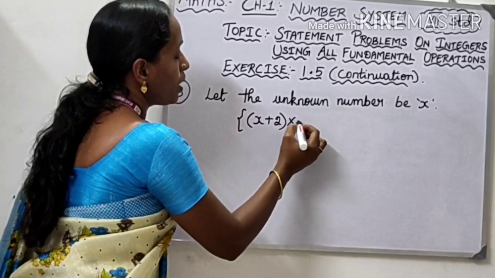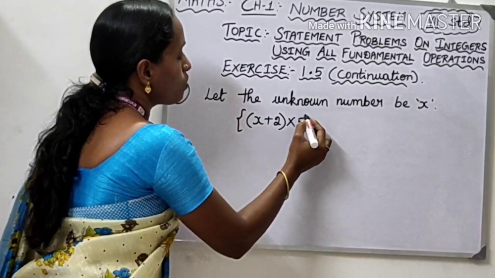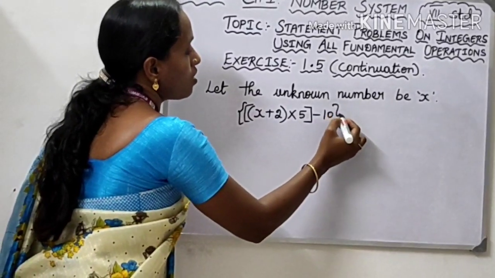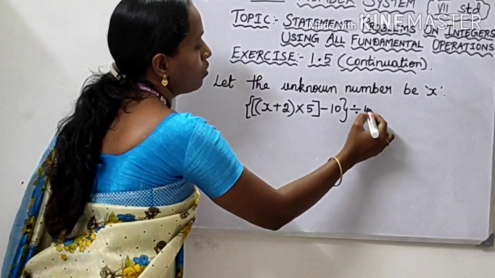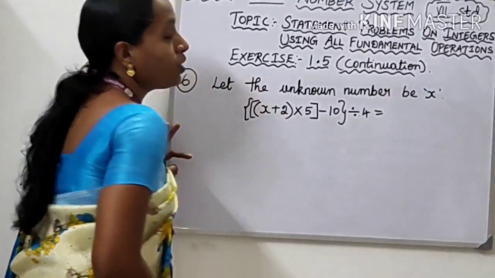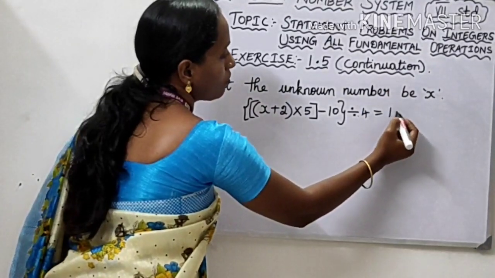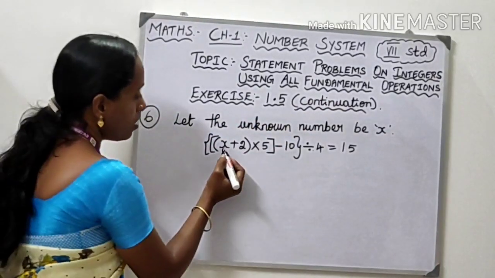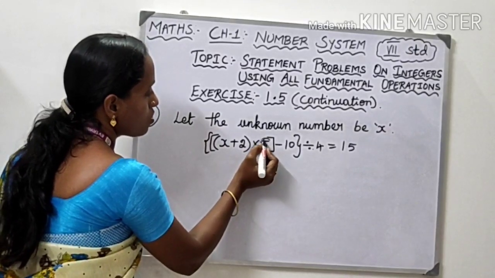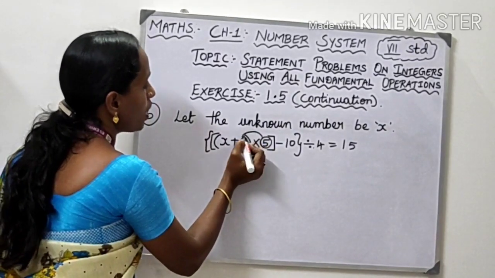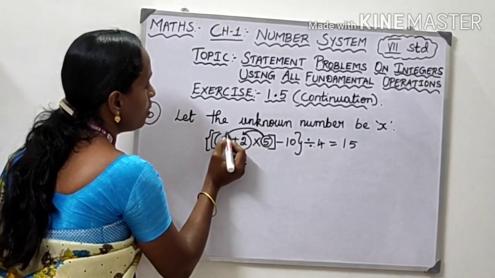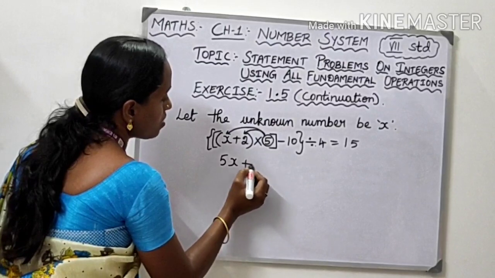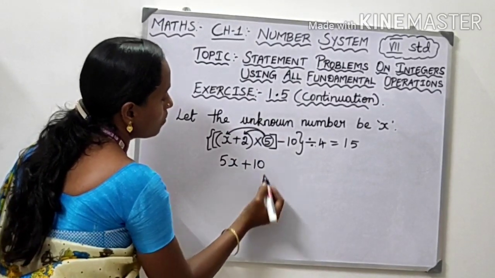Then multiply by 5. So you can close this. Then it should be subtracted 10. So at last it should be divided by 4. So it will give you the value 15. Let us solve this equation to find out our unknown number x. So here x plus 2 into 5 is there. So multiply this 5 inside the bracket. So we can get 5 into x is 5x plus 5 2s are 10.